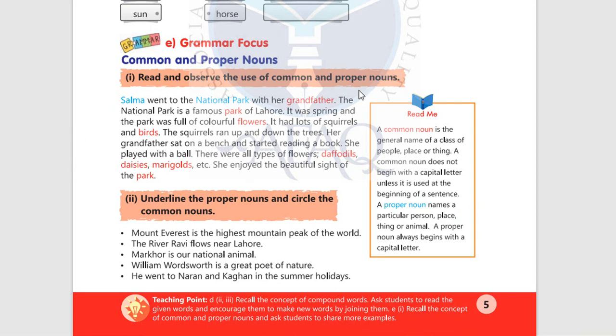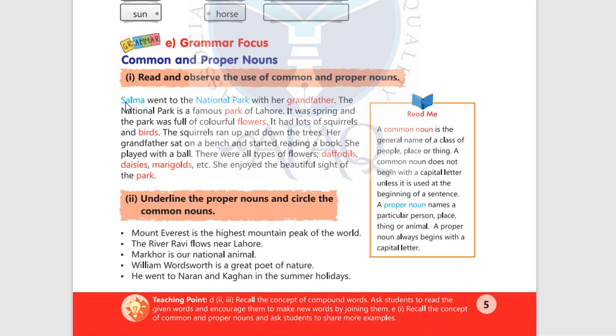ठीक है. So we're going to do an exercise. We're going to read this paragraph that they've given, and we're going to see how they have distributed these common nouns and proper nouns, or how they've used them, and they've also highlighted them. So the blue ones are proper nouns and the red ones are common nouns. Let's just read it. Salma went to the national park.